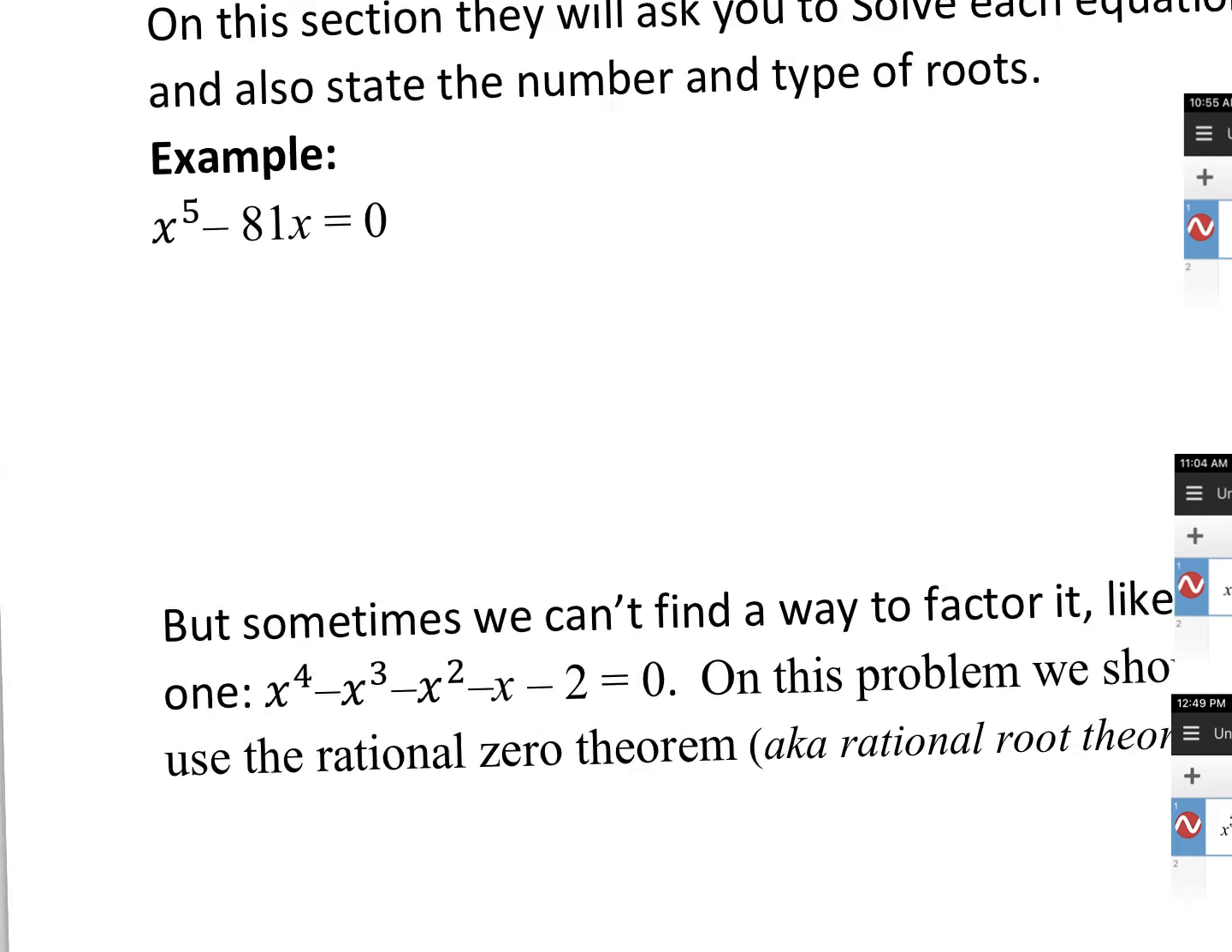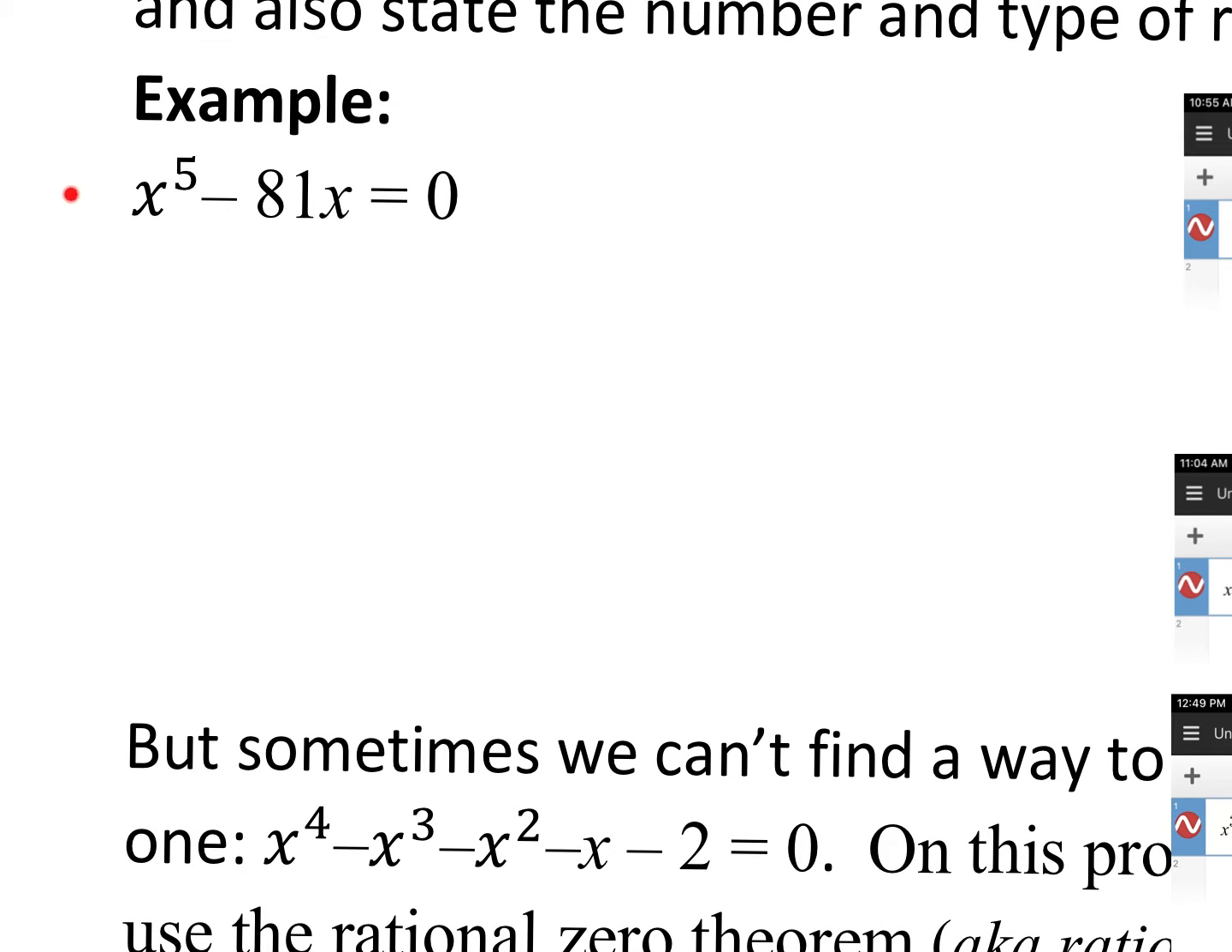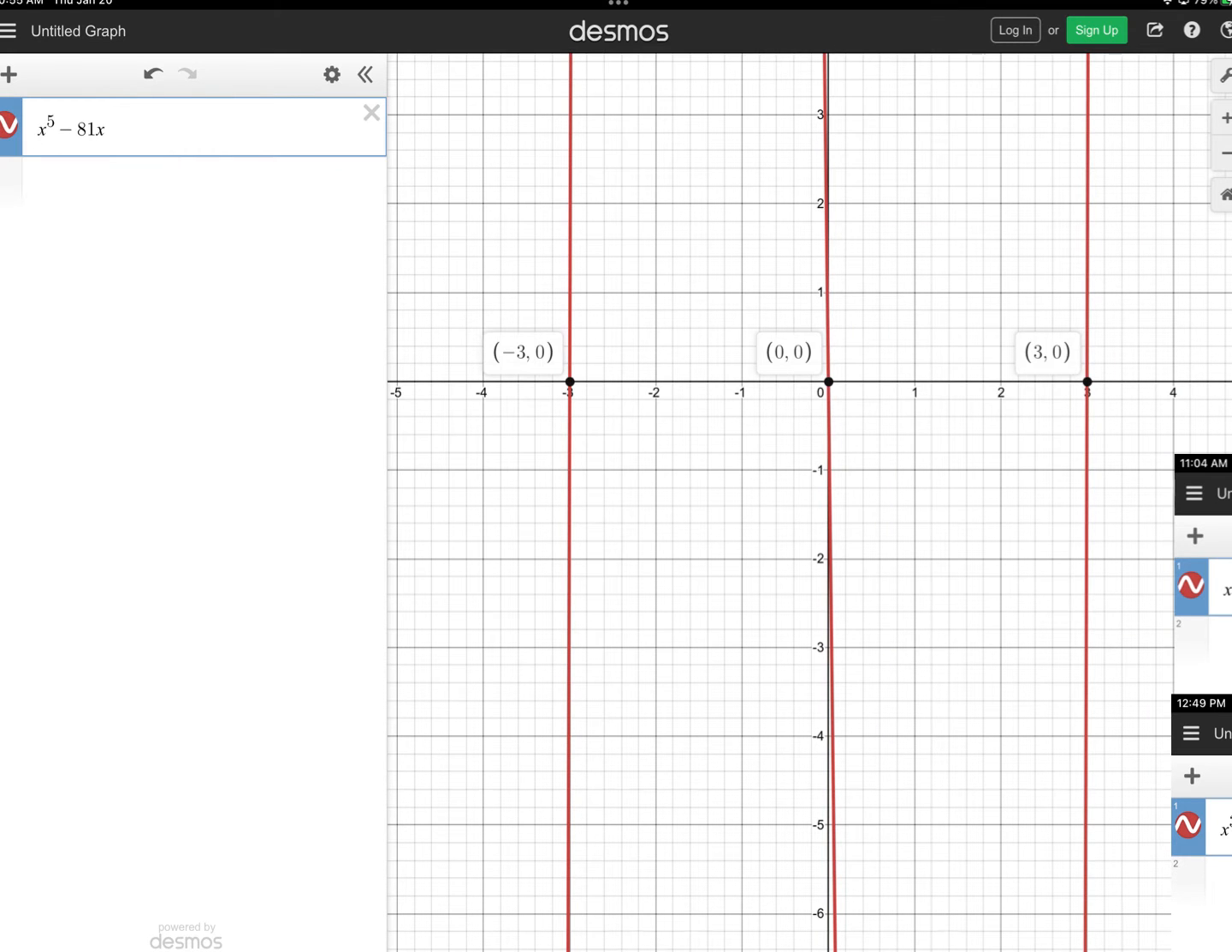You could, if you wanted to, type in y equals x to the fifth minus 81x. Don't put the equal 0, right? You could type in y equals, or you could just type in x to the fifth minus 81x, and it'll graph it for you. And remember, the solutions are the x-intercepts. So if you see that your graph crosses the x-axis at certain locations, then those are actual real answers. So let's go to Desmos, type it in, and let's see where it crosses. Hopefully you typed it in the way I did.